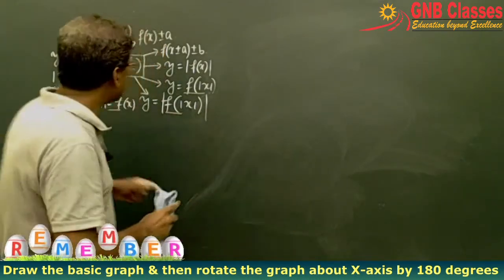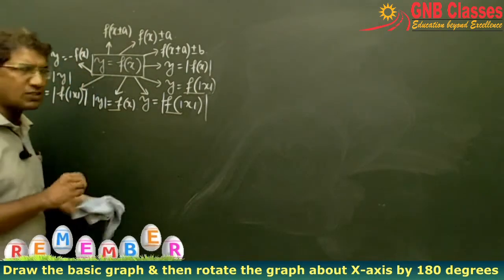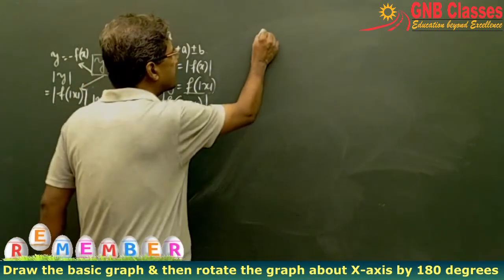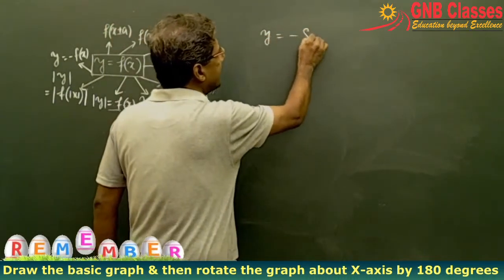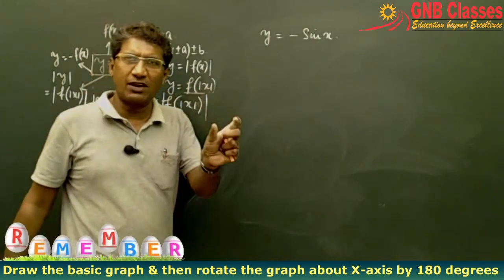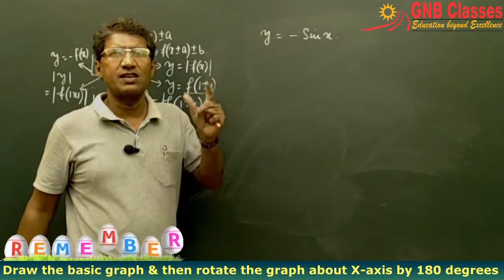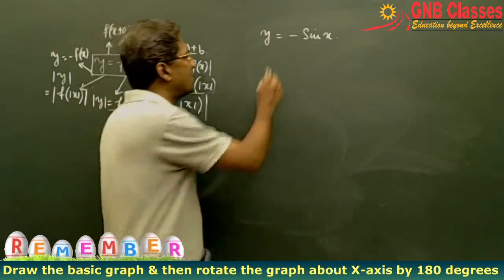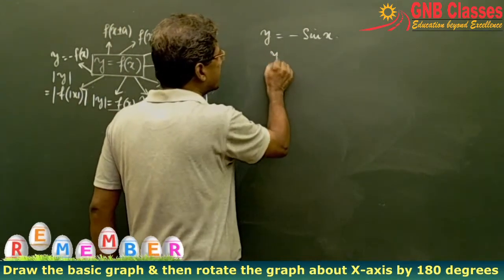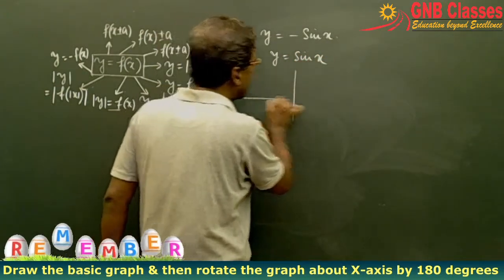Is it clear? First you draw the basic graph for y equals to minus of f(x). Let me just take an example like minus of sine x, let us say. So what I will do, I will first draw the basic graph and then I will rotate it about the x-axis by 180 degrees. So y equals to sine x is our basic graph. If I draw it, how will it look?